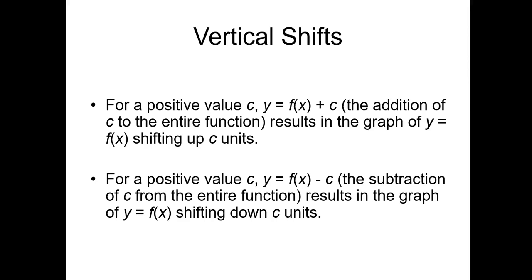Okay, vertical shifts. For positive value c, so some positive number, you can take your function, y equals f of x, and add c to it, and that will take whatever the graph of your function was and shift it up that many units, whatever c is. If you subtract c, that'll shift your graph down c units. So you take your entire function, add a number to it, that'll shift the graph up that number. If you subtract a number from it, that'll shift the graph down that number. So let's check this out.